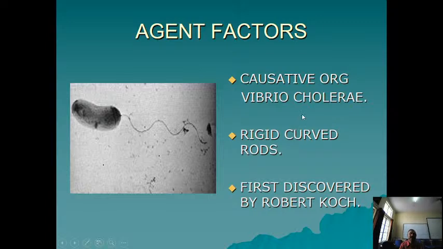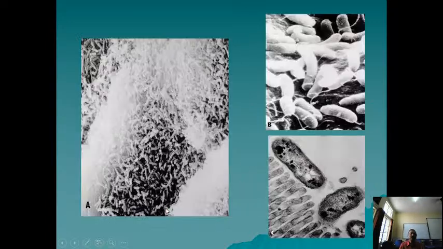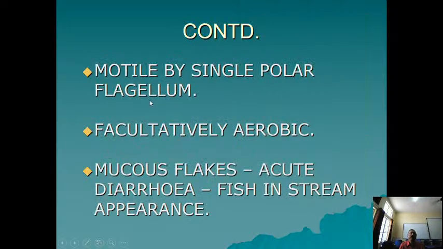The agent, as you know, you have studied in microbiology, is Vibrio cholerae, rigid curved rods, first discovered by Robert Koch. You've got these organisms here, and they are motile by a single polar flagellum. I'm sure you did the hanging drop preparation when you were in microbiology. It is facultatively aerobic and causes acute diarrhea with mucus flakes, giving a fish stream appearance.